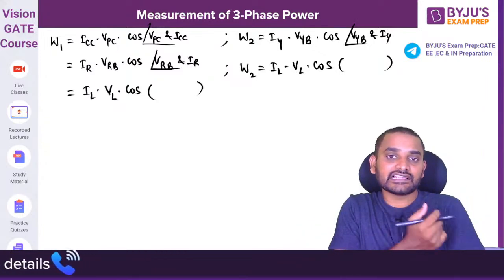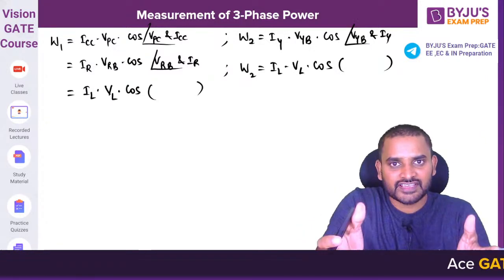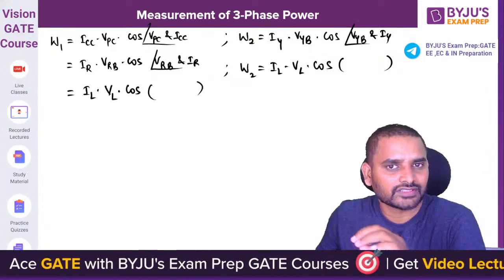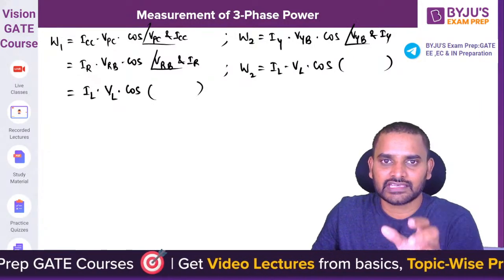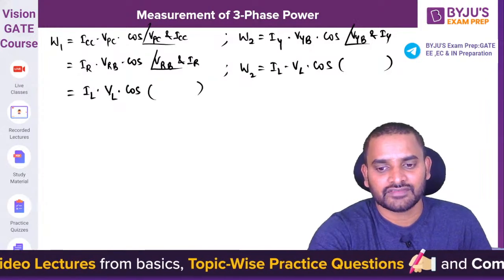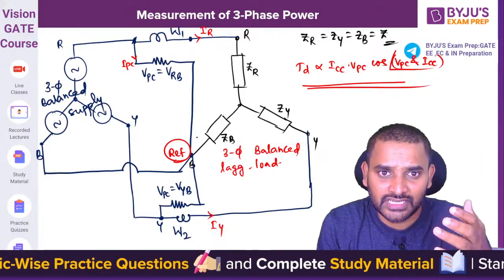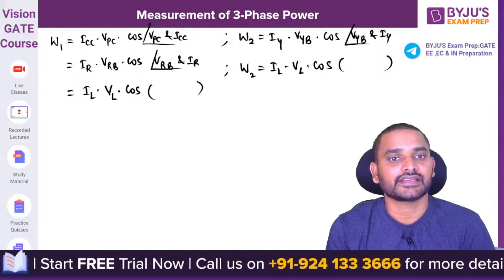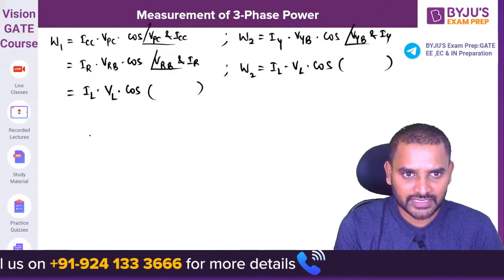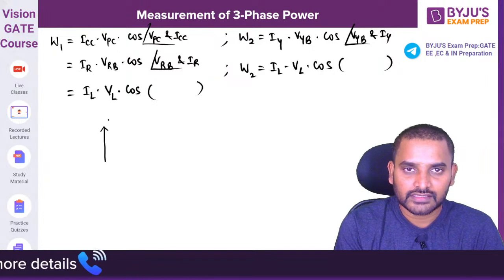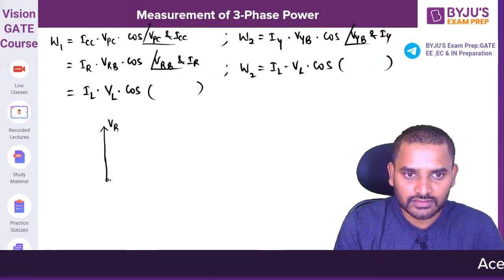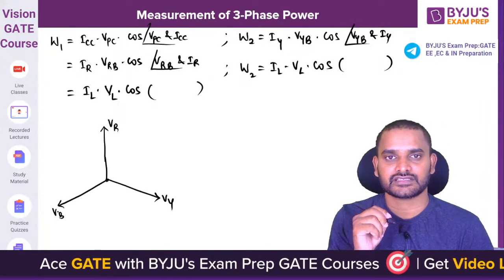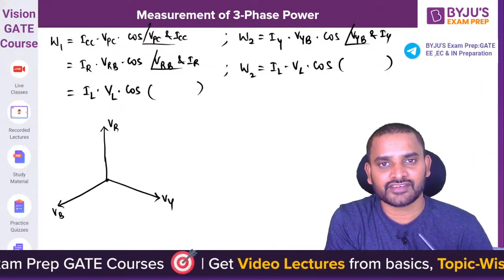So how do you calculate these angles? Draw the phasor diagram. If you draw the phasor diagrams, I'm sure you can understand the secret behind this angle, and whatever the reference phase they ask you, whether they give you the reference phase as R phase or Y phase, it doesn't matter. So let us see. This is my VR phase, this is my VY phase, and this is my VB phase. Each and every phase voltage is displaced by 120 degrees.